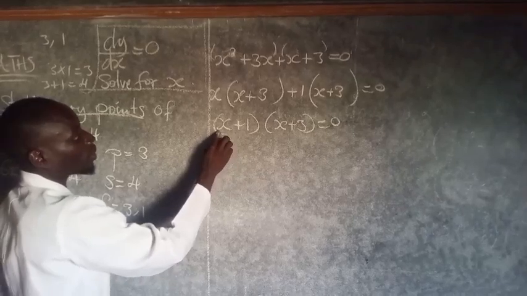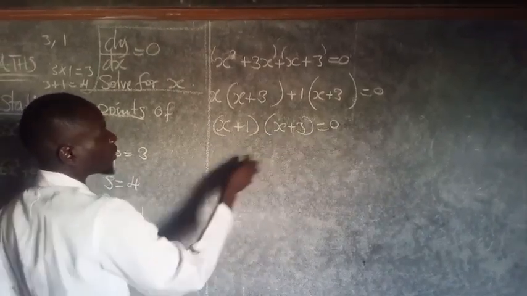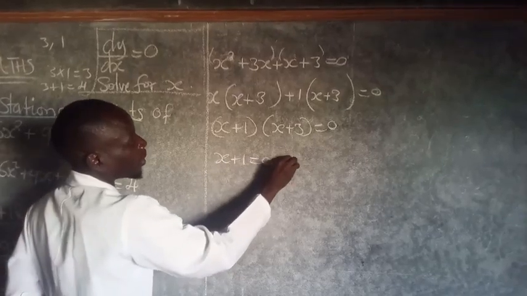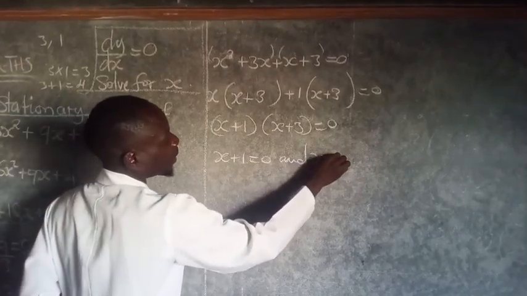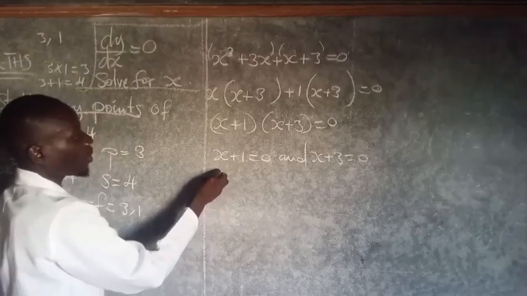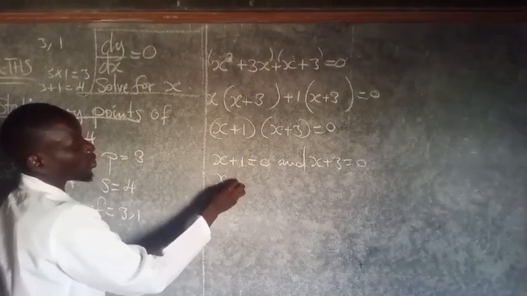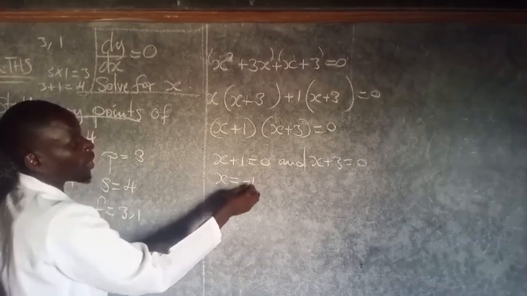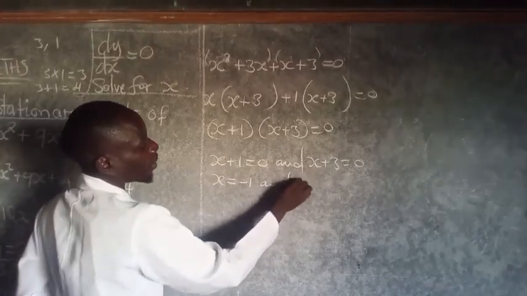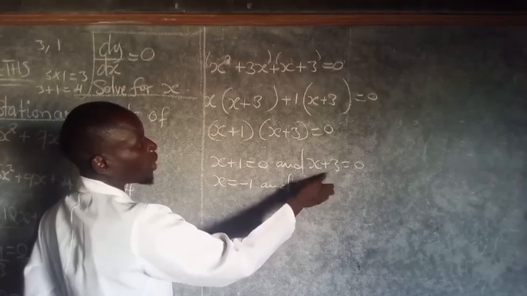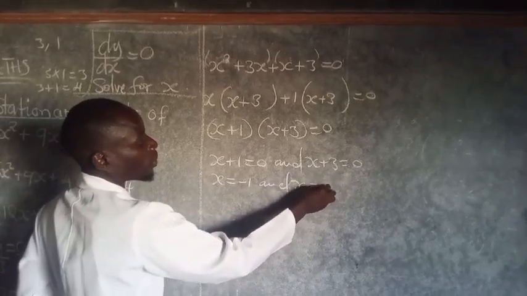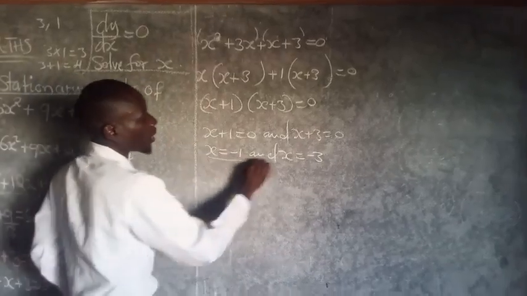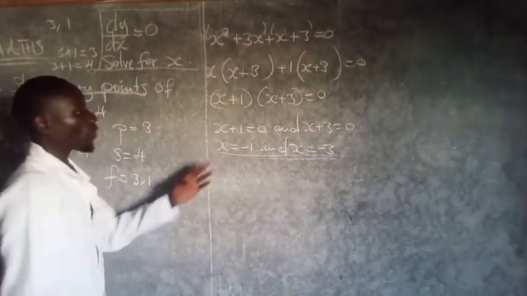Thereafter, you say this equals to 0, and also this one equals to 0. So we are saying x plus 1 is equals to 0 and x plus 3 is equals to 0. Then x is equals to, collecting the right terms, this one will go this side. When it comes this side, it will be negative 1. And x is equals to, when positive 3 crosses the equal sign, the result will be negative 3. So these are the coordinates for x.